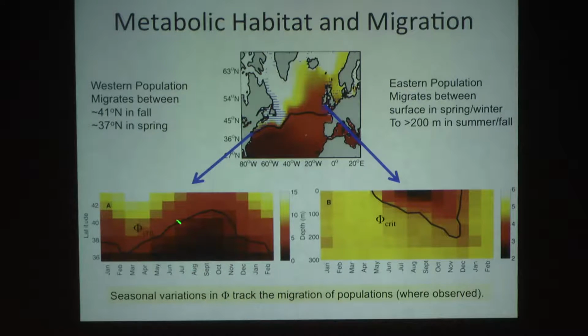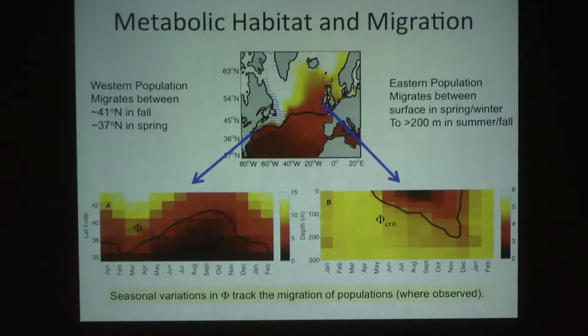And that's exactly the latitude range and the timing at which we find that same value of the critical metabolic index. So the cod are moving in a way that matches their metabolic index of something between 2.8 and 4.3. It's also true that although it's less well observed, there's a vertical migration in eastern cod populations, and it also follows the seasonal deepening and shoaling of the critical metabolic index of between 2.8 and 4.3.